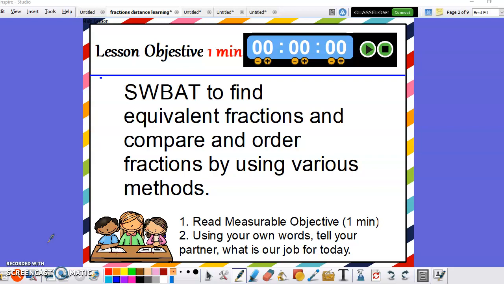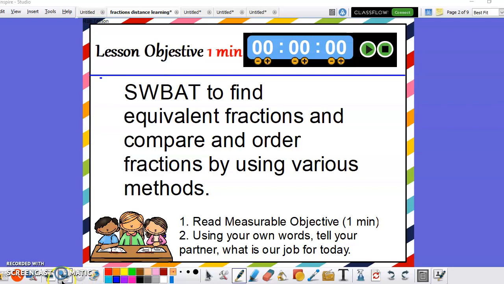Our lesson for the day is students will be able to find equivalent fractions and compare and order them by using various methods. So we have gone over how to find equivalent fractions. We've gone over comparing and ordering fractions before, so this is just a review, a revisit on some previously taught strategies. And we're going to be using various methods.